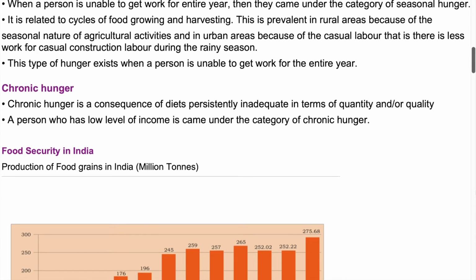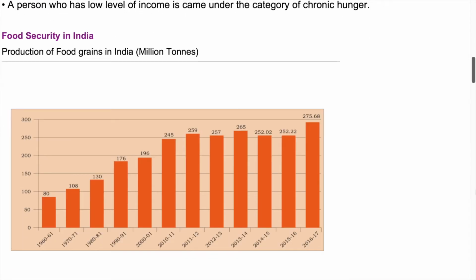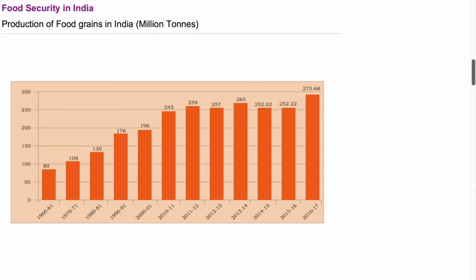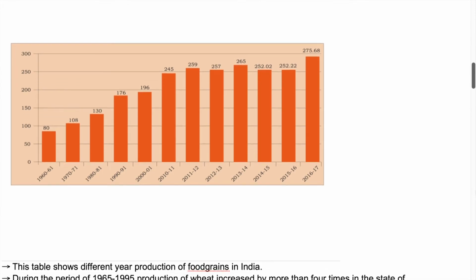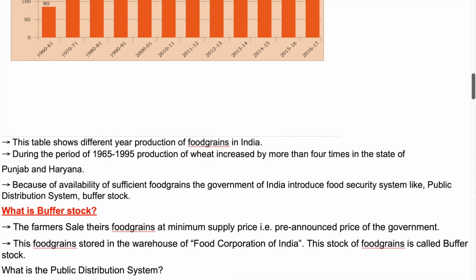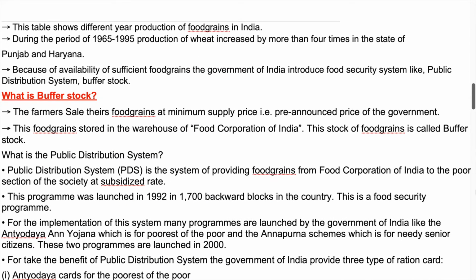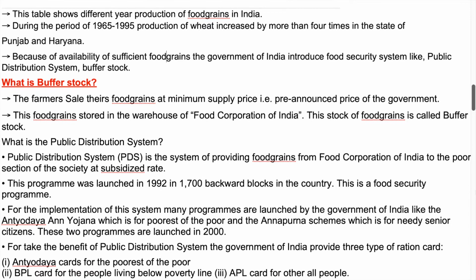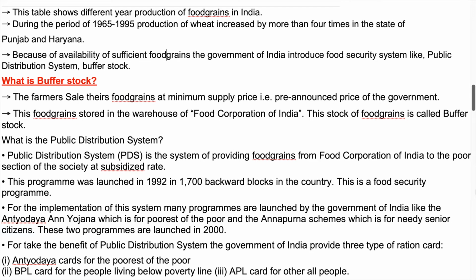Food security in India. Production of food grains in India, in million tons. Pause the video to see the graph. This table shows different years' production of food grains in India. During the period of 1965 to 1995, production of wheat increased by more than 4 times in the states of Punjab and Haryana. Because of availability of sufficient food grains, the Government of India introduced food security systems like the public distribution system and buffer stock.